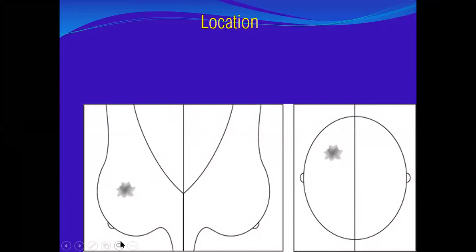Where? 10 o'clock of what? 10 o'clock of the right breast, Dr. Rabab. You didn't mention right breast. I was waiting to say. Sorry, right. This is the right breast, 10 o'clock of the right breast.